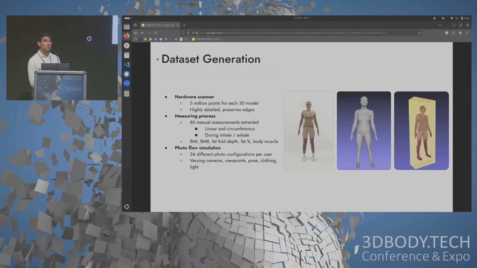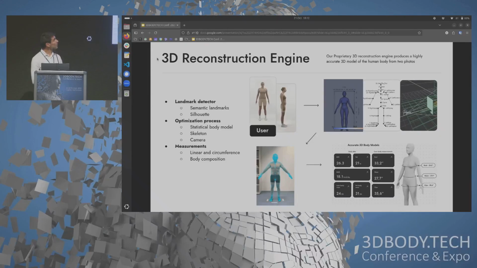During the measuring process, we collect 86 manual measurements. We collect some body composition data, and we try to vary the camera, so basically different sensors, different viewpoints, different poses, clothing, and light conditions, to be able to train our models the best way we can. Overall, our 3D reconstruction engine leads into an ideal A pose.